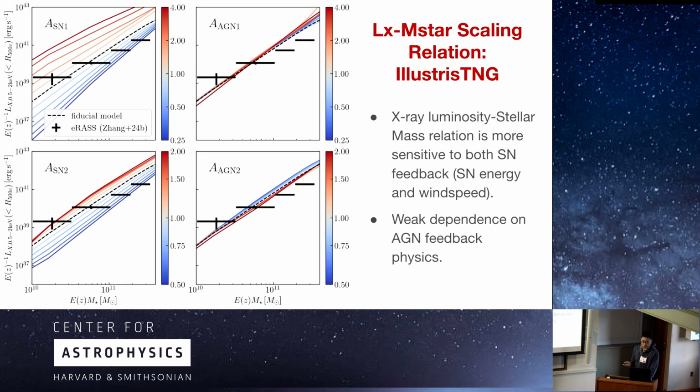Instead of looking at the X-ray surface brightness, we can also look at the X-ray luminosity-stellar mass relation. We integrate over the X-ray surface brightness up to R500 and measure the X-ray luminosity, and we compare that with the eROSITA result. We see the same story here: the X-ray luminosity-stellar mass relation is more sensitive to the supernova feedback, both the supernova feedback energy and the wind speed, and not very sensitive to the AGN feedback at all.